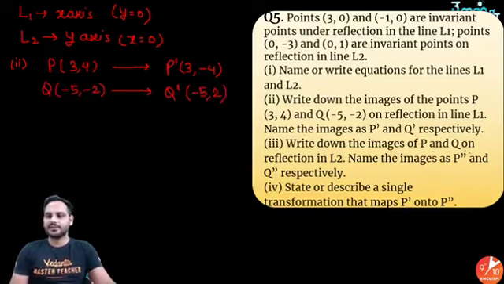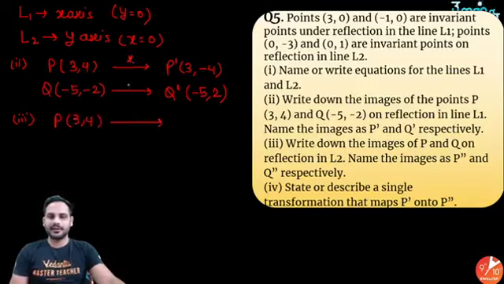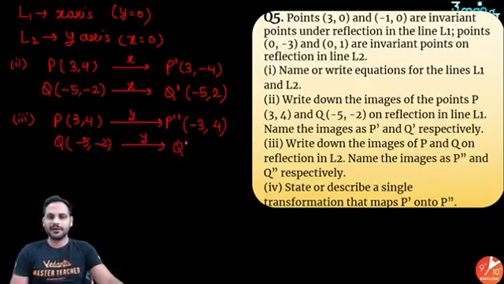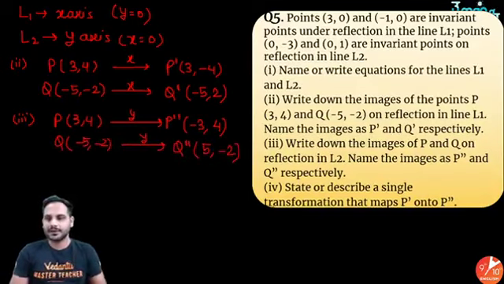Okay? Write down the images of P and Q in the reflection L2. So now we are doing reflection under the y-axis. So P is (3, 4) under the y-axis. So these were under the x-axis. Under the y-axis, P double dash, the y coordinate will remain the same, the x coordinate will change the sign. Q, which is (-5, -2), under the y-axis reflection becomes Q double dash; the x coordinate will change the sign, the y coordinate will remain the same.